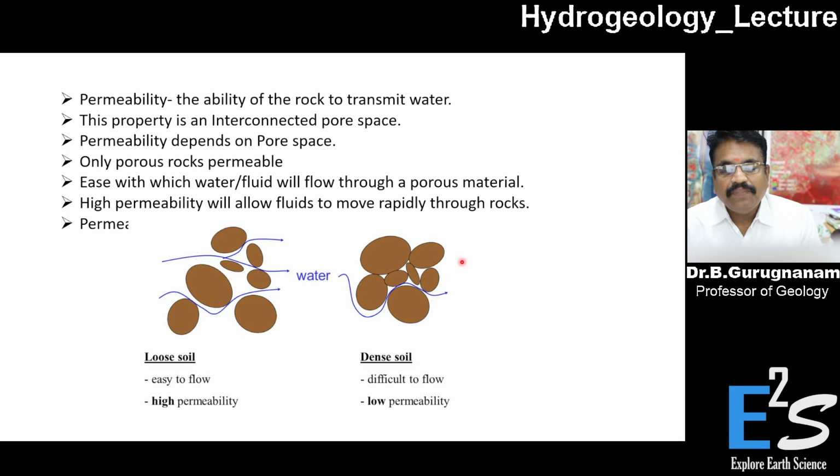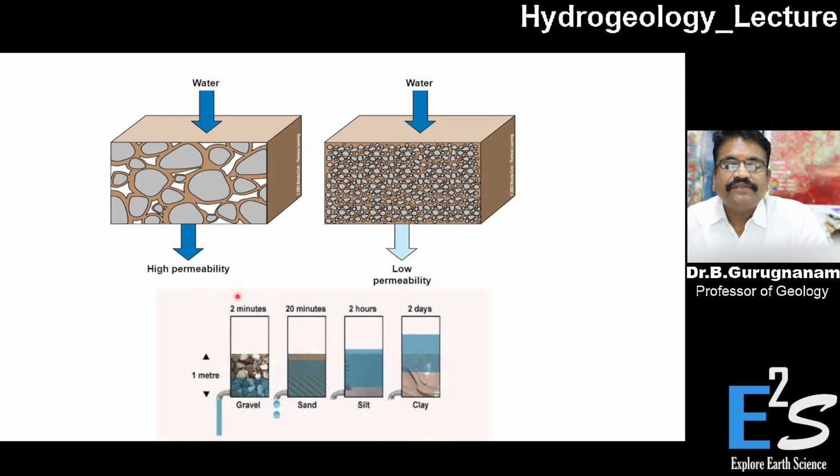If it is tightly packed or dense soil, it is difficult to flow. It has to find a gap to move. When there is no gap on the top of it, only at the bottom it has to find a way and move. This is called low permeability. This is called high permeability. So permeability reflects the grain sizes, and it is related to the first figure.